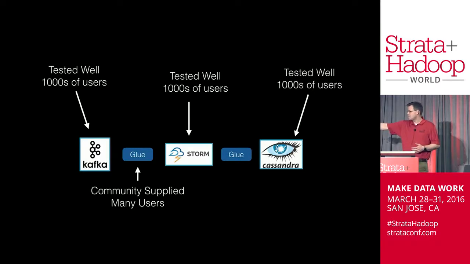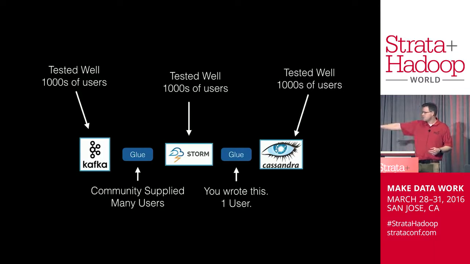So you've got this code. Maybe this is off-the-shelf code that you got, either from some community-supplied thing. Maybe you work with Confluent. And you've got this glue code. There's a lot of users here, but still way fewer users than Kafka or Storm. This is automatically a little bit more risky. This thing, you wrote this. You're one user. It's for your app. This is almost certainly going to be the weakest link in your stream processing system.